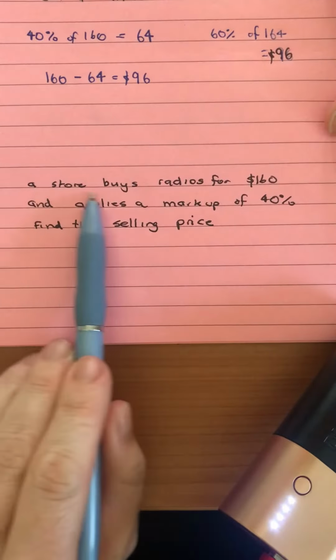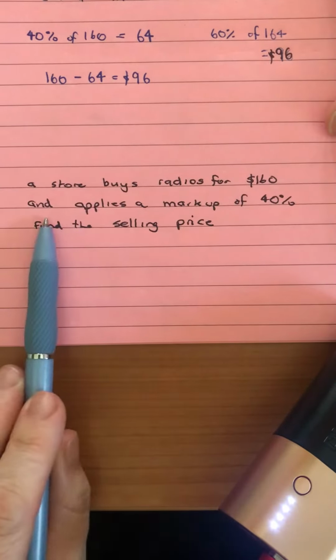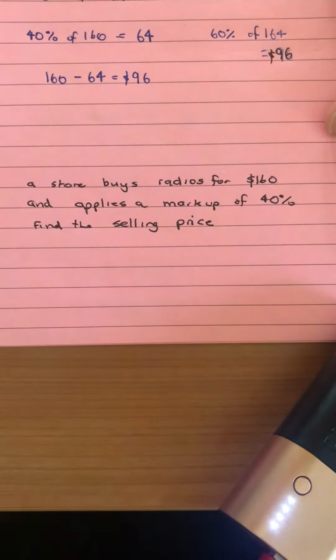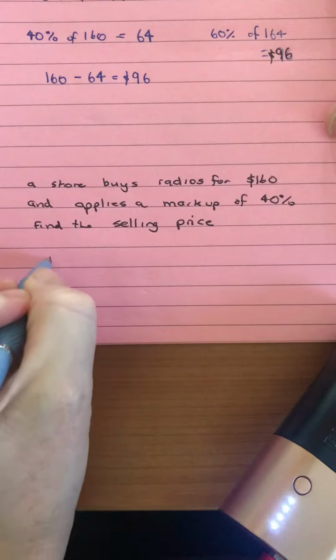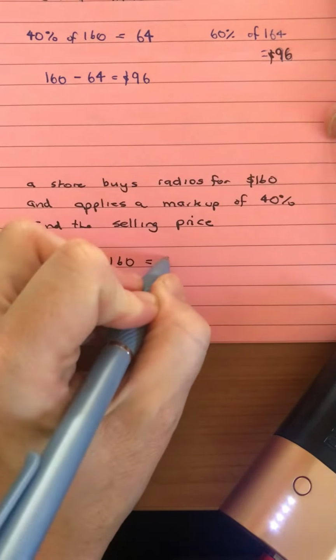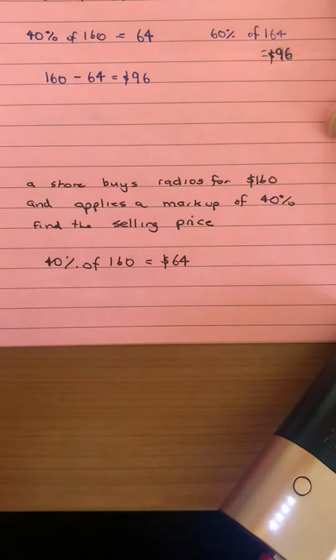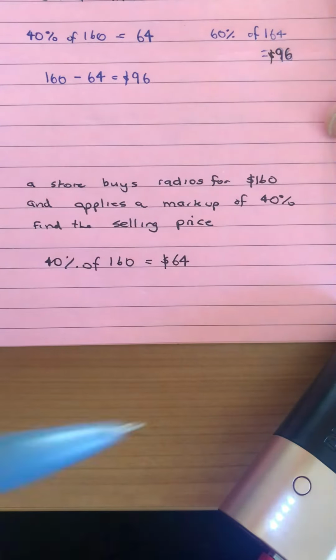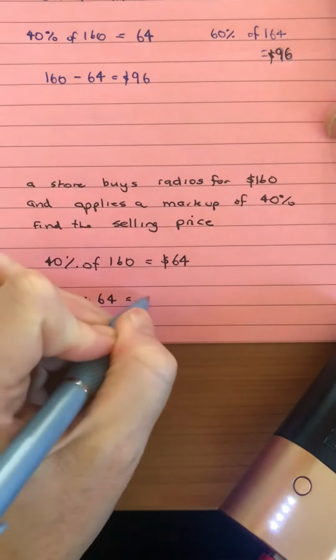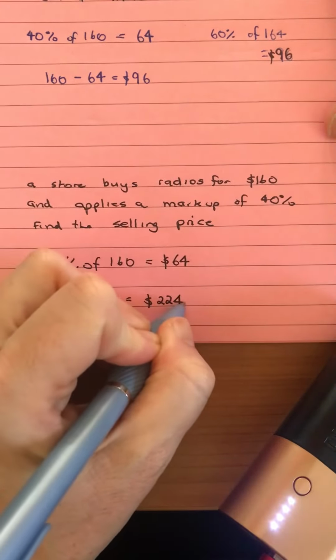The next one, we've got a store buys radios for $160 and applies a markup of 40%. Find the selling price. So we could do the same thing as we did before and find out the 40% of 160, which is $64. But in this case, we're marking up, which means we have to add that on. So we would do 160 plus 64, which would be $224.